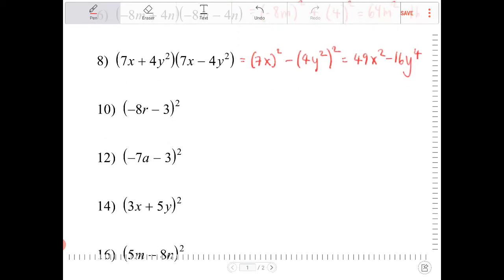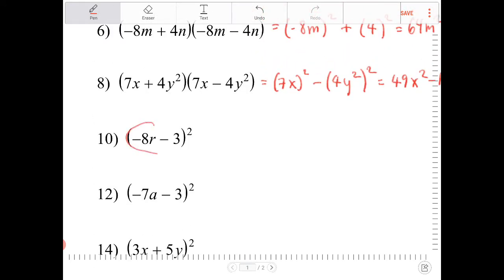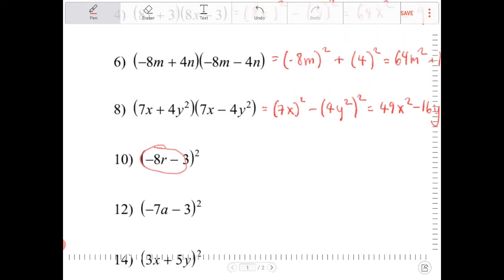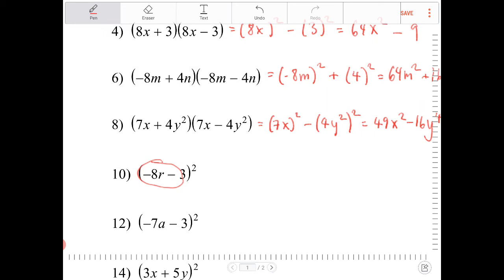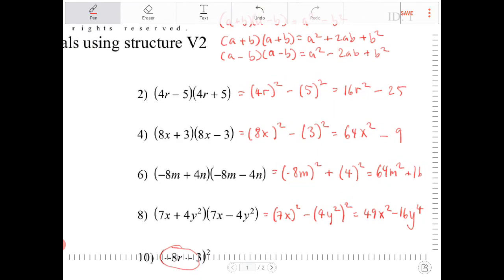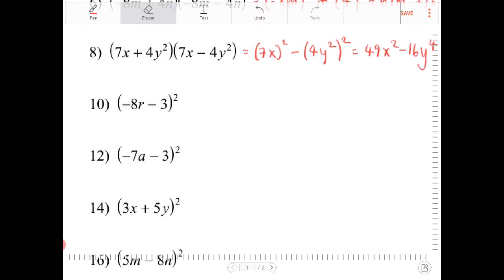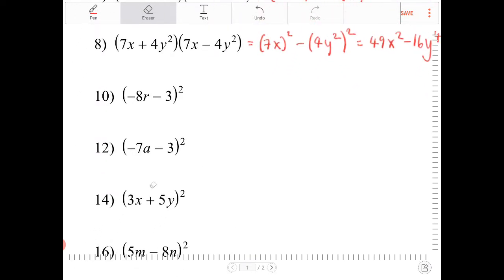Okay, so this is now a perfect square, and even though what we have here looks like a difference, this actually is a sum in disguise. It may not necessarily appear to be that way. Actually, you know what? Maybe I won't go over 10 first. I'm going to go over question 14 first. We'll go over that one first. So let's take a look at this guy.